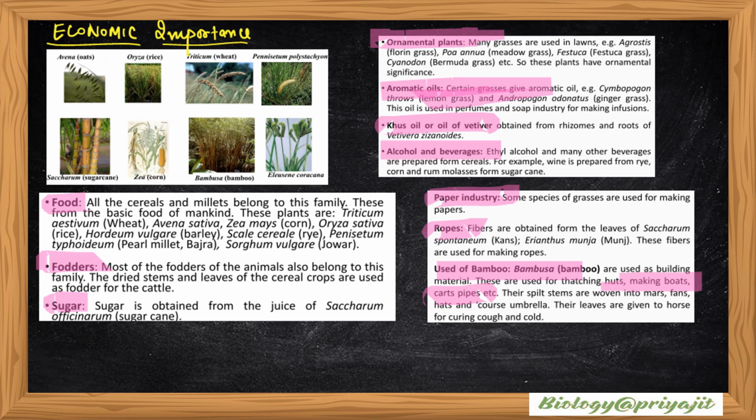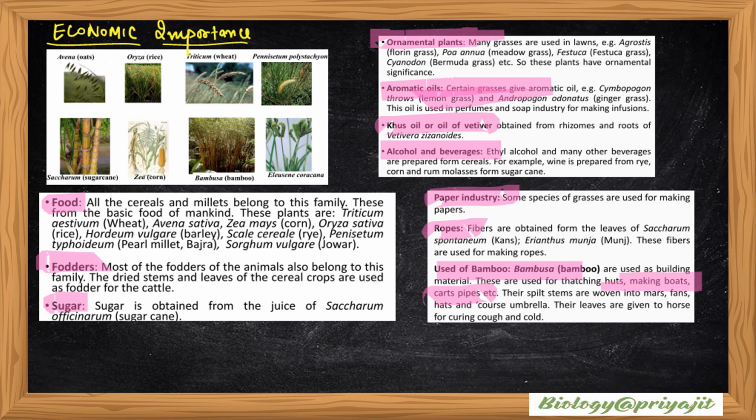For example, wine is prepared from rye, corn, and rum from molasses of sugarcane. Paper industry, some species of grasses are used for making paper. Ropes. Fibers are obtained from the leaves of Saccharum spontaneum, Erianthus munja. These fibers are used for making ropes.